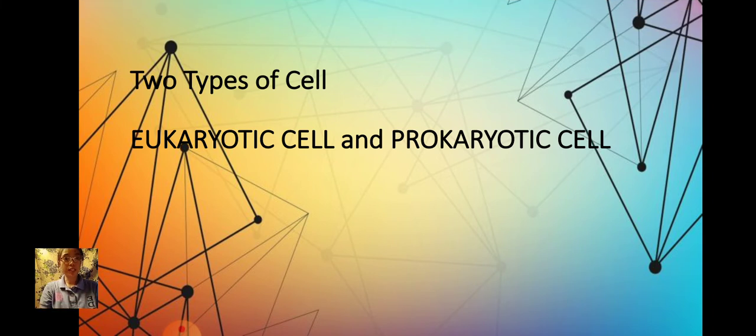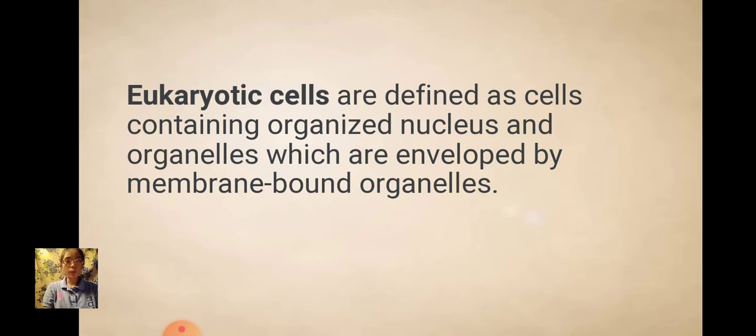There are two types of cell, the eukaryotic cell and the prokaryotic cell. Every organism is composed of one of two structurally different types of cell, prokaryotic or eukaryotic. Only bacteria are prokaryotes, while plants, fungi, and animals are eukaryotes. Eukaryotic cells are defined as cells containing an organized nucleus and organelles which are enveloped by membranes.